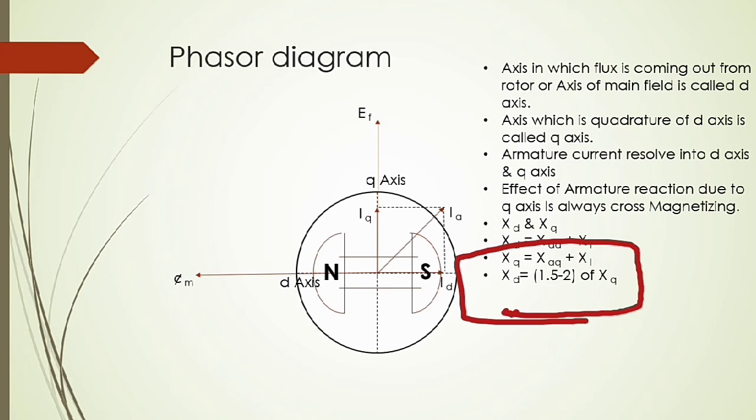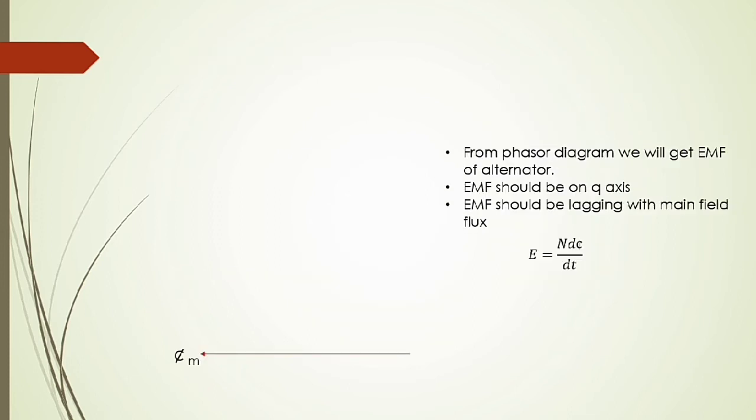Okay, so our next slide is, here I think I have completed this portion. The next portion is the phasor diagram. How do we draw the phasor diagram? In the phasor diagram, first of all we have to say that our main goal is to draw the EMF of the alternator.